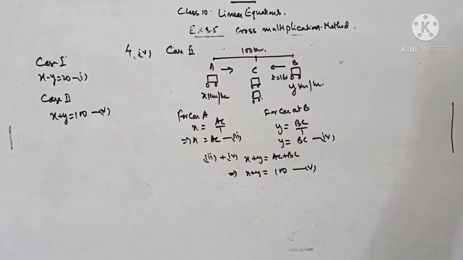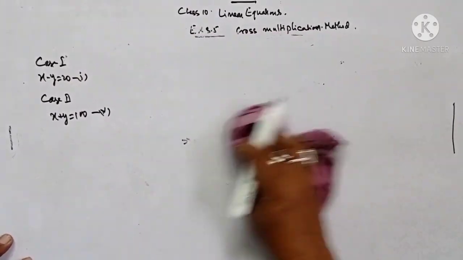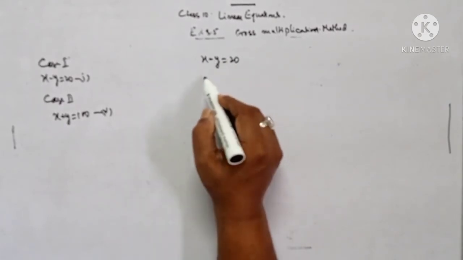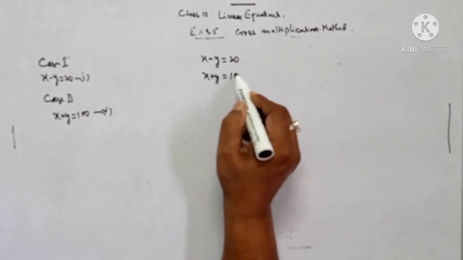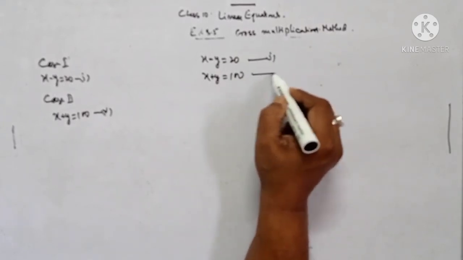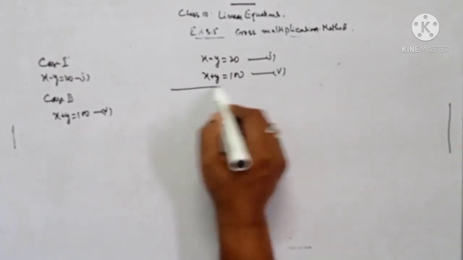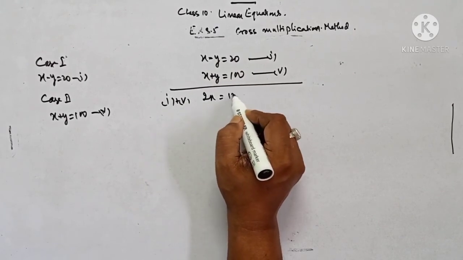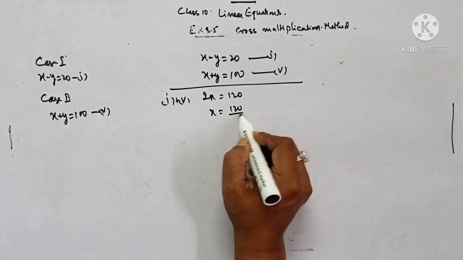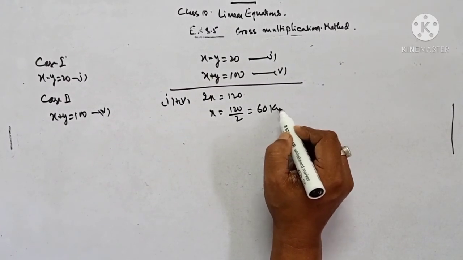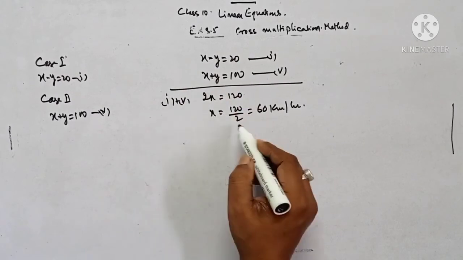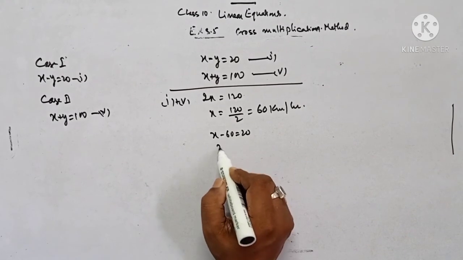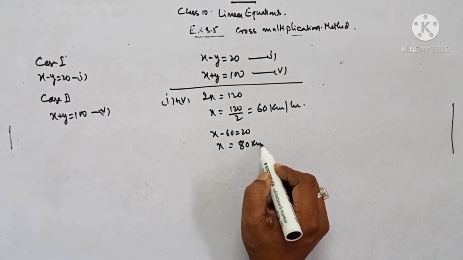Now I have to solve only these two equations, that is x minus y is equal to 20 and x plus y is equal to 100. This is equation 1 and this is equation 5. So we are going to add 1 plus 5. Y cancels out. 2x is equal to 120. So x will be equal to 120 by 2, that is equal to 60 kilometer per hour.